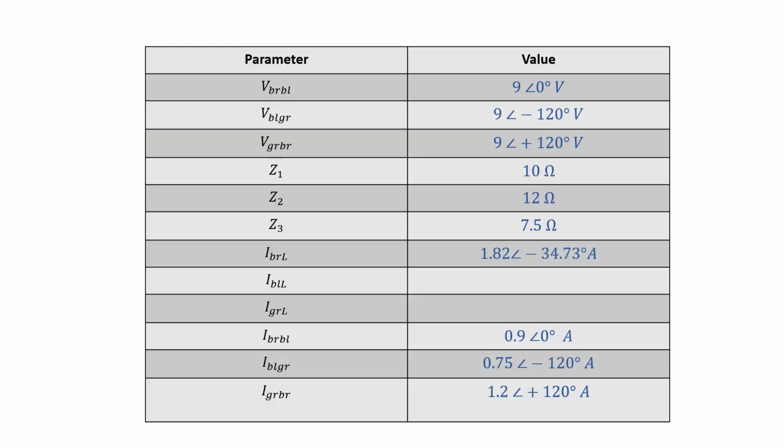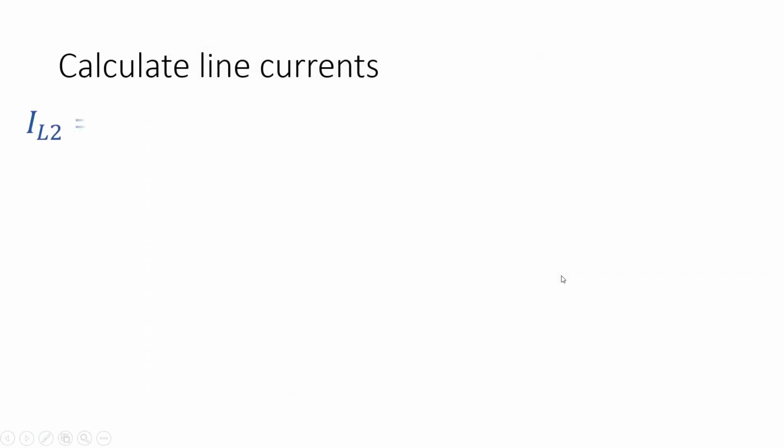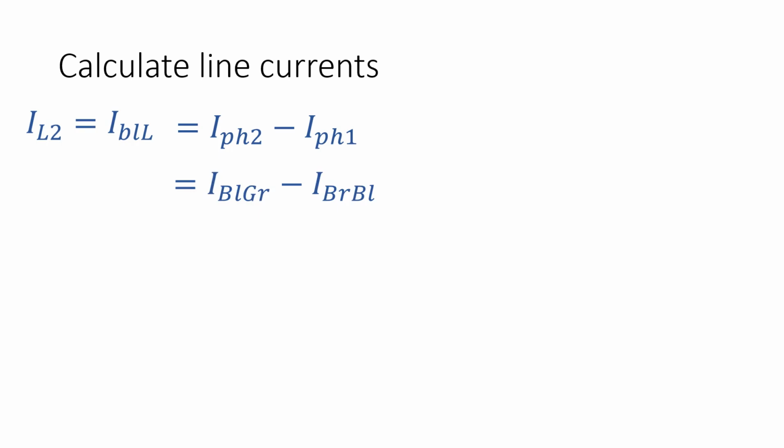So you do this for all of the line currents. So we're adding it to our table. So it's just a process that you have to do. You have to do the longhand calculation. So line 2 current is the difference between the phase 2 current and the phase 1 current.